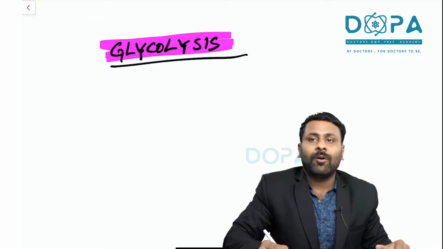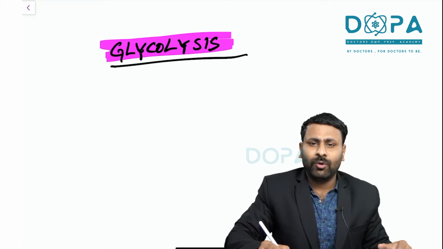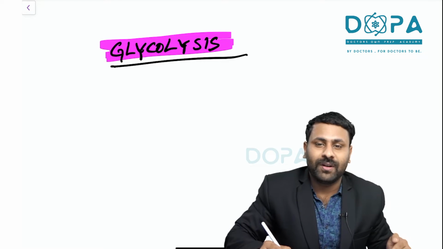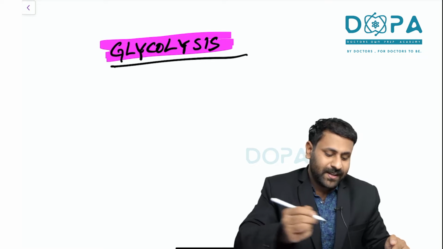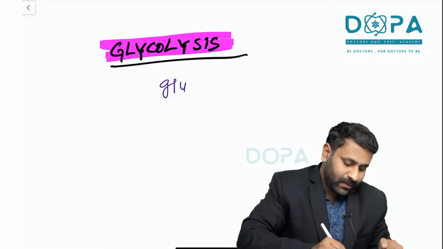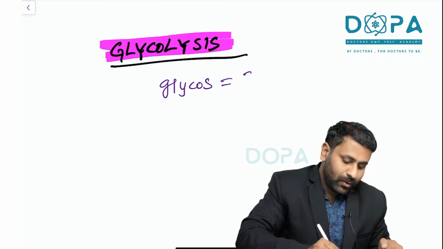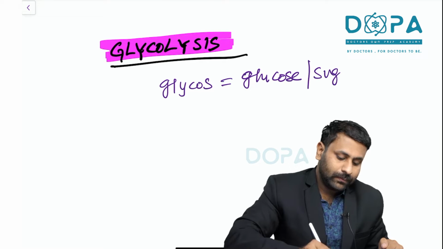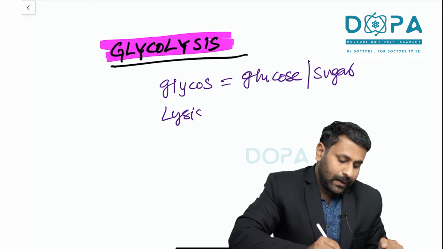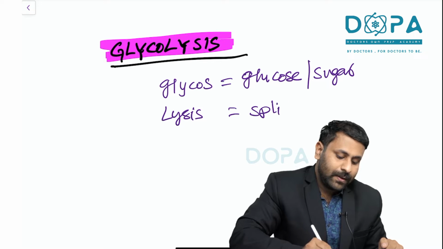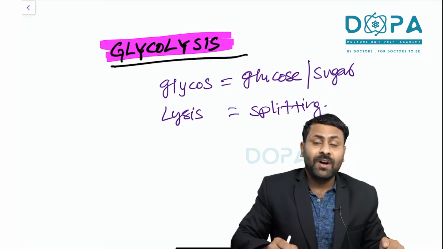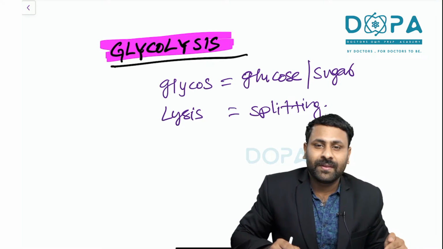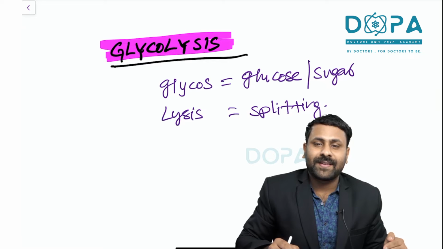Have you heard about glycolysis? Glyco means glucose or sugar. Lysis means splitting. So simply we can say splitting of glucose is called glycolysis. Splitting of glucose into two molecules of pyruvic acid is known as glycolysis.